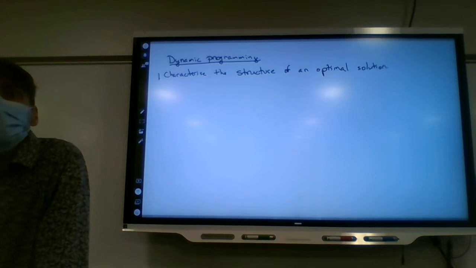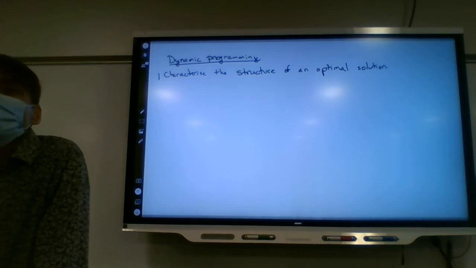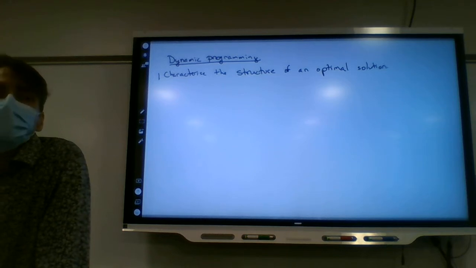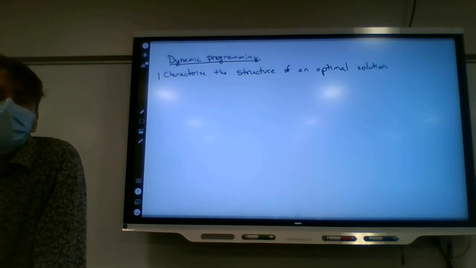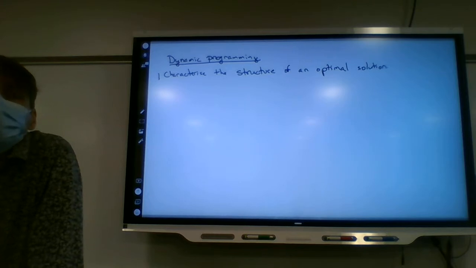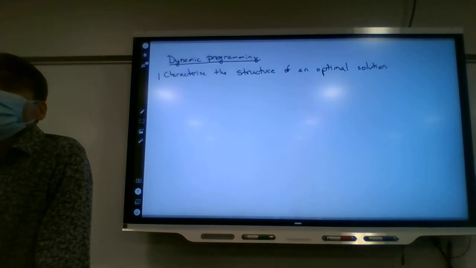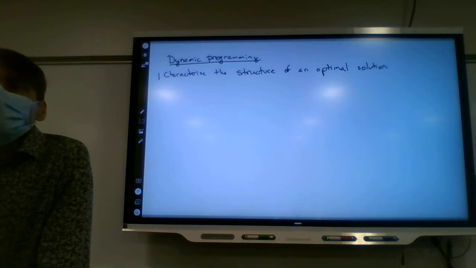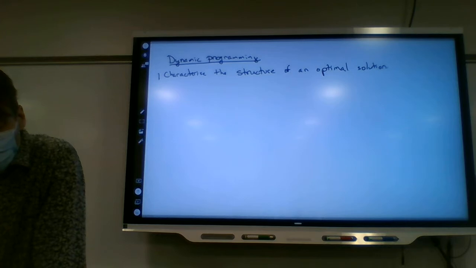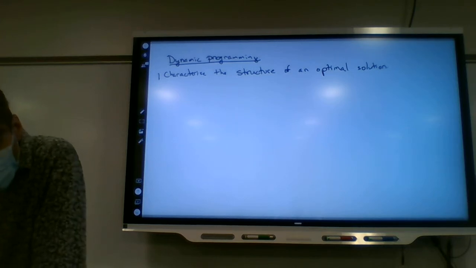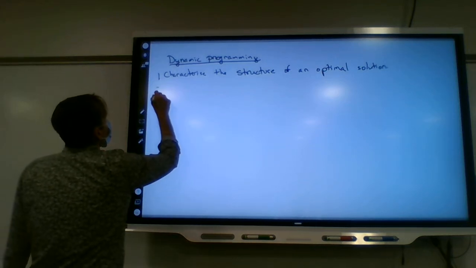So there might be multiple best ways to solve the particular problem. There might be multiple ways to get from A to B as quickly as possible, or there might be multiple ways to combine these different pieces to have the most value, or we'll see some other kinds of optimization scenarios next week.